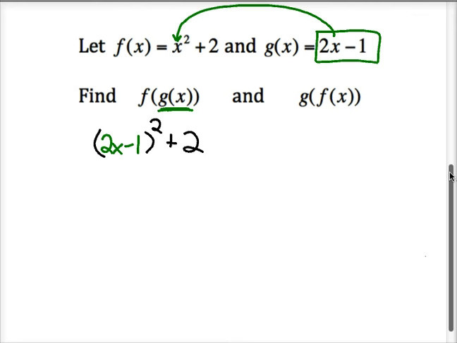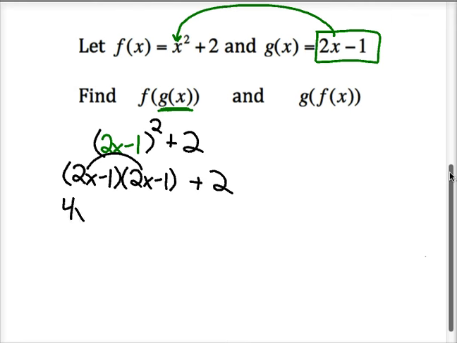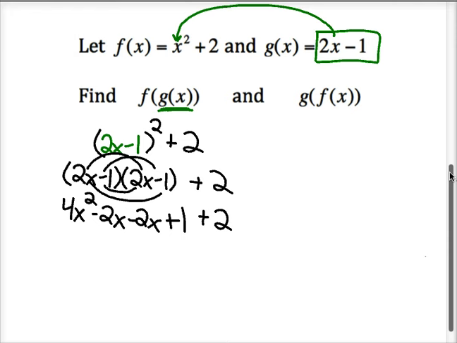Well, this one is a little bit more complicated because remember, when I have something squared, that's the same thing as multiplying it by itself. So notice that if I think of it that way, now I'm going to end up having to FOIL this out. 2x times 2x is 4x squared minus 2x minus 2x plus 1. Then I still have that plus 2 at the tail end.